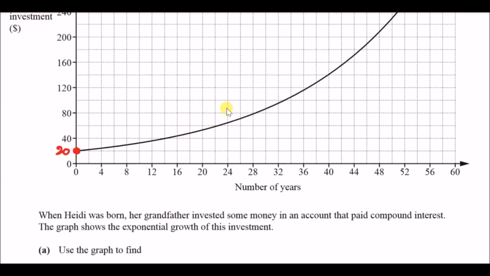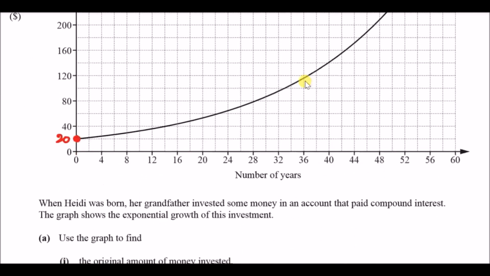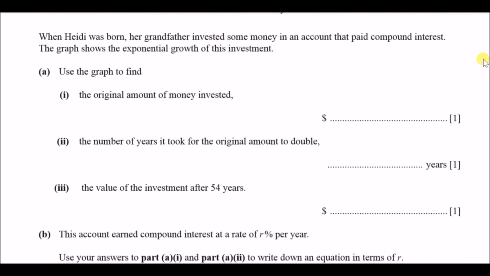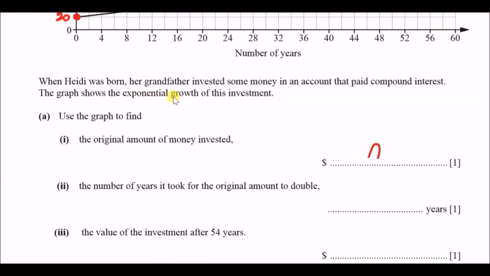And eventually it got all the way up after 60 years to a value well over 360, near 380. So let's see what the question was. A, use the graph to find the original amount of money invested. Well, the original amount is at time 0, so it'll be $20.